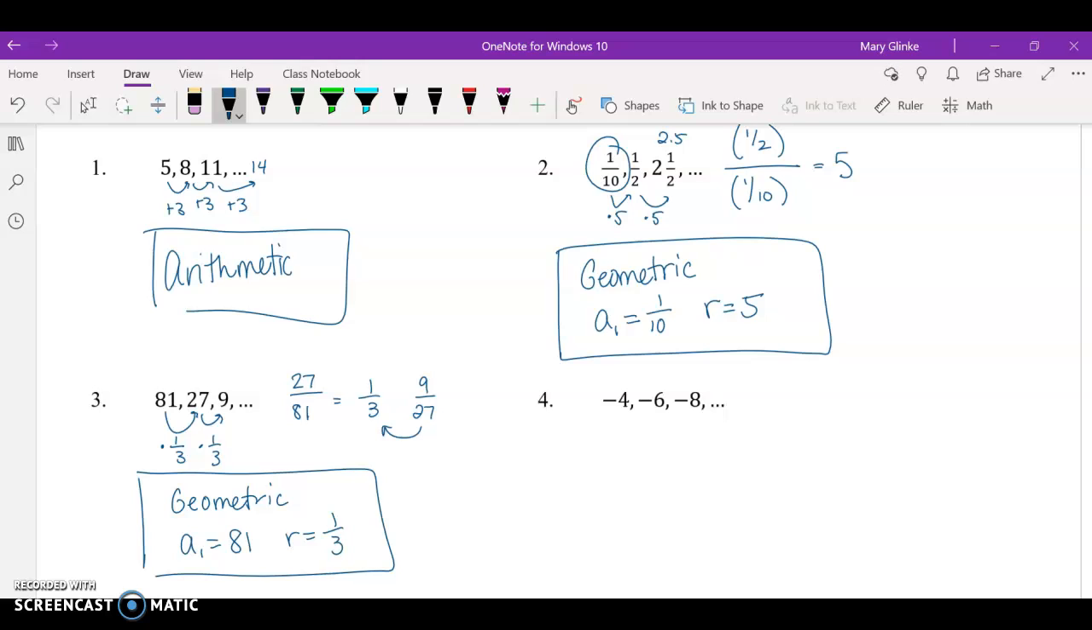So for the next one, I can look at these and I can say, well, wait a second, 4, 6, 8. I know they're all negative, but these are all only 2 apart. So I'm going down by 2 each time. That's going to make this arithmetic.